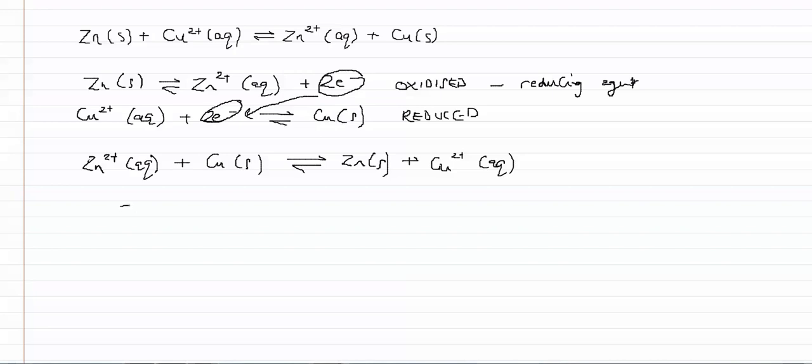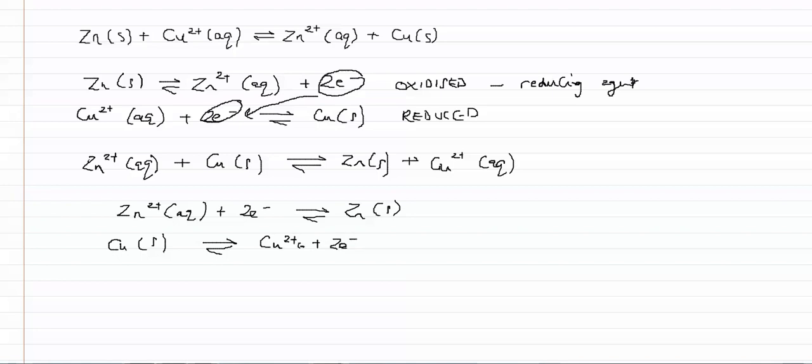So in that case we would see the half reactions of zinc 2+ picking up 2 electrons to become zinc, and we would see copper becoming copper 2+. That's aqueous there. So in this case, it's the copper giving up the electrons, which are picked up by the zinc. So the copper is becoming oxidized, and the zinc is becoming reduced. And to answer our question about which direction the reaction is most likely to happen in, we have to consider the reduction potential.